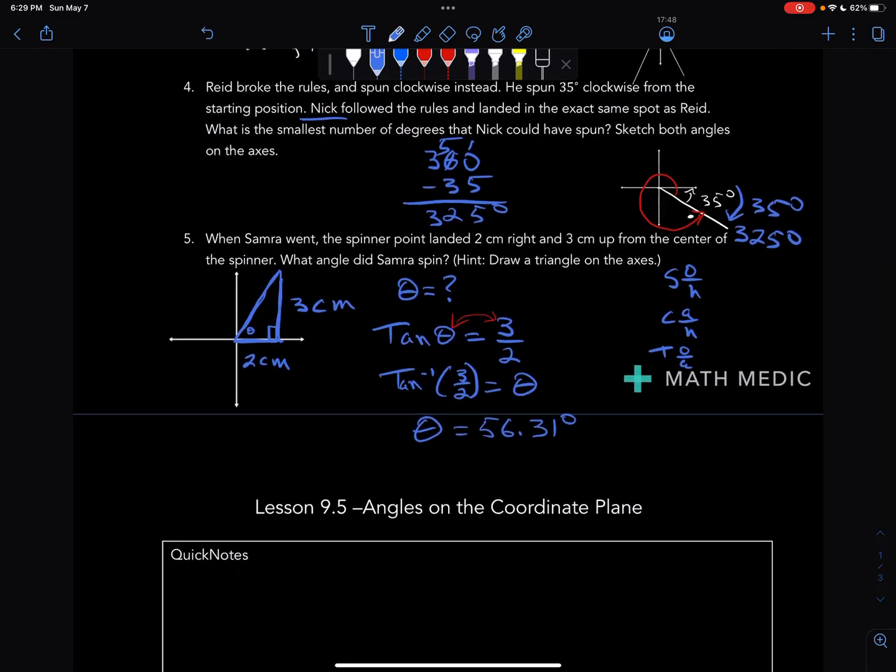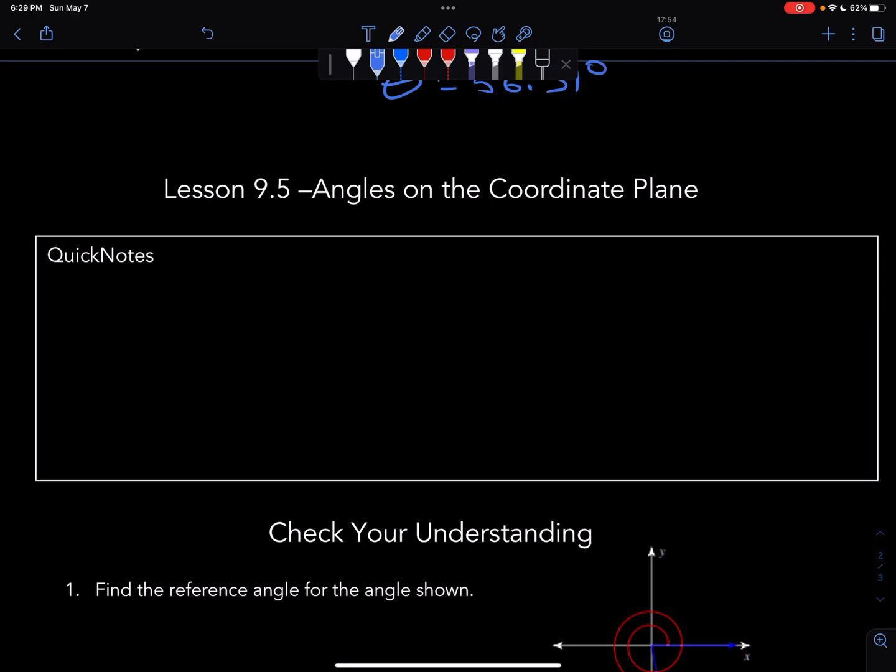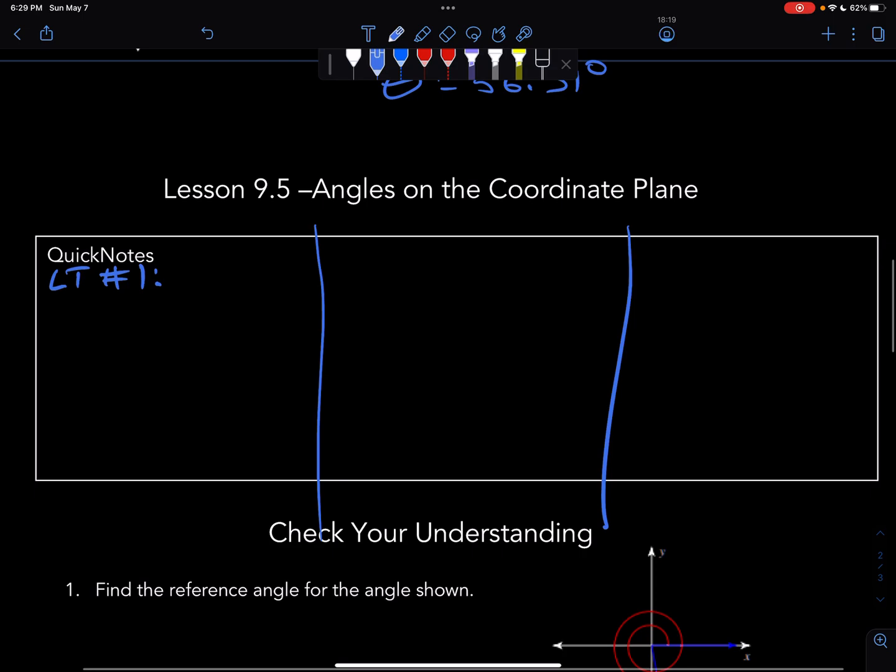Okay. So let's talk about some notes here. Some more notes here. We've got some learning targets we want to talk about. First one we're going to talk about is standard position. We're going to divide this into 3 sections. So, standard position.